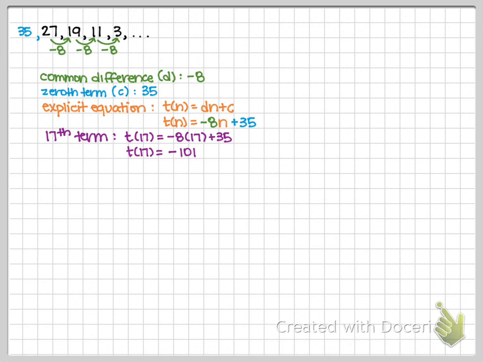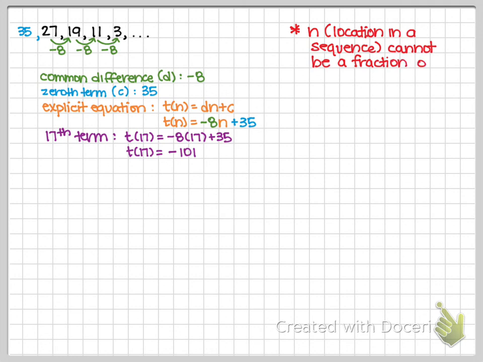So really important to note here, kind of off to the side. Very important: n, since it is a location in a sequence, cannot, very important, cannot be a fraction or decimal or negative.